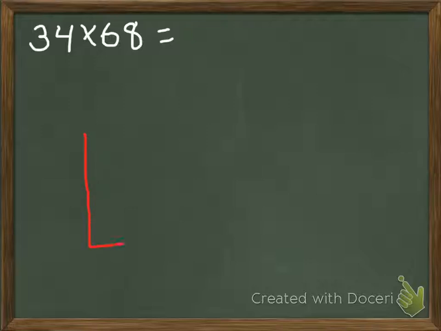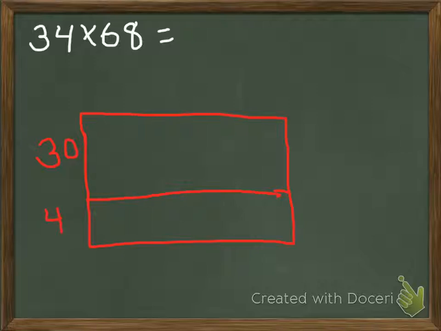Here's the problem again. 34 times 68. How should we set up the area model? We draw the rectangle a little wider this time because we have tens and ones on both sides, making lines to separate the tens and ones. On one side, we put 3 groups of 10, or 30, and underneath it, the 4 ones, 34. On the other side, we write 60 for 6 groups of 10, and next to it 8 for 8 ones.